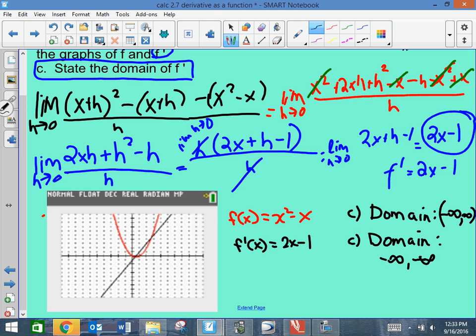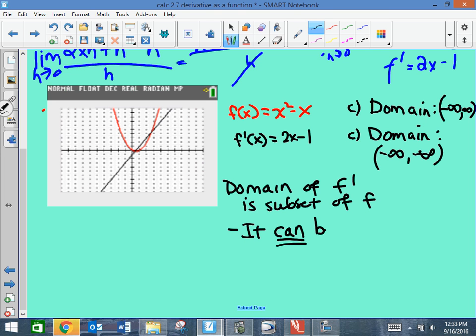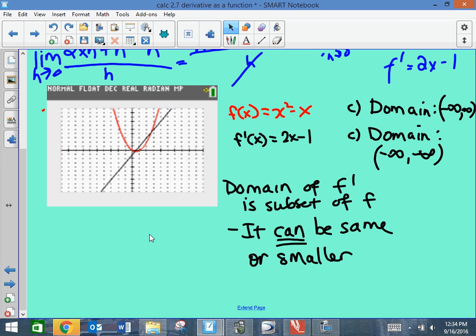Here's what you need to remember about your domains. The domain of f prime is what we would call a subset of the domain of f. It can be the same or smaller. It will never be larger, because that doesn't make sense. So if it wasn't included in your x domain for f of x, then it wouldn't be included in f prime. Okay, so we're going to revisit this f and f prime here in a minute.